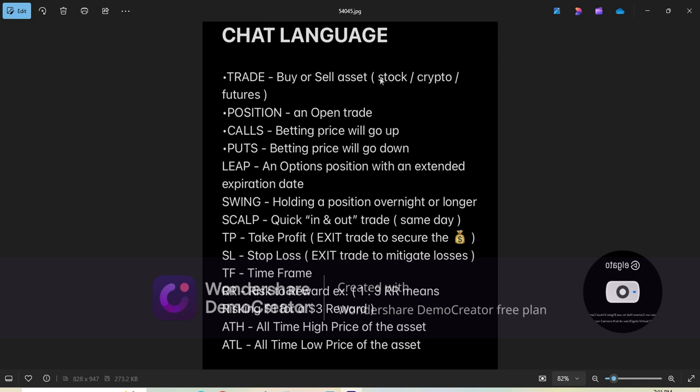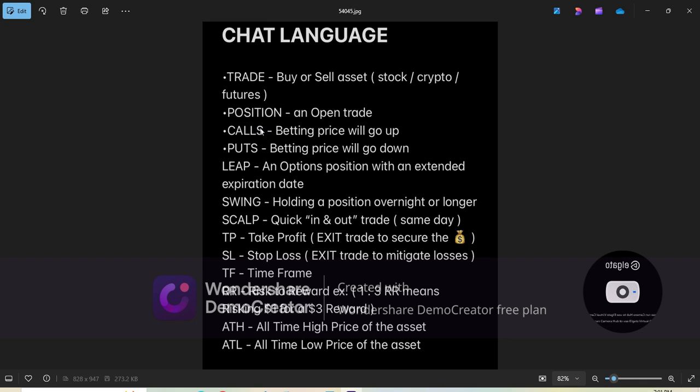So a trade is buying and selling, right? When we say we're gonna take a trade, we're either gonna buy an asset or sell it. We're gonna make a purchase or we're gonna make a sale. That's it, right? Trade. A position is an open trade. So if you take a trade and it's open, meaning that you're still in the trade, that's a position. We'll just say your position, right?